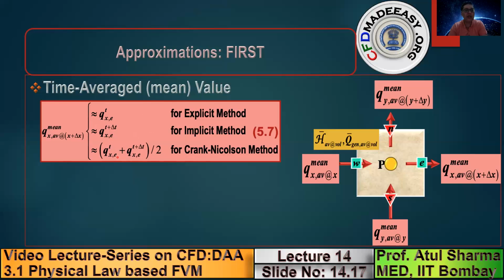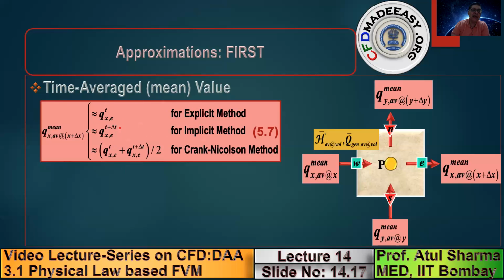Okay, so basically we are approximating the time average value which you have got over a certain time interval. If you associate it with the initial time, then it is called the explicit method. If you associate it with the final time, it becomes an implicit method. And if you take the mean of the two, it is called the Crank-Nicolson method.